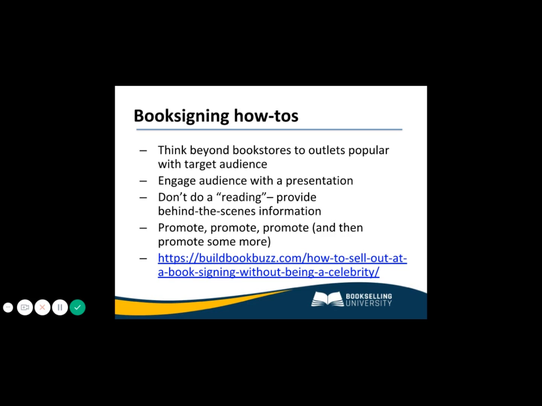Maybe your book is about hairstyles of the 20th century. Well, you might do a book signing at a big popular hair salon. You see where I'm going with this. You want to be looking past bookstores to venues where you're already going to find your audience. For example, if you write children's books, do a book signing at a toy store. Do a book signing at a children's museum. But think past bookstores. That's key.